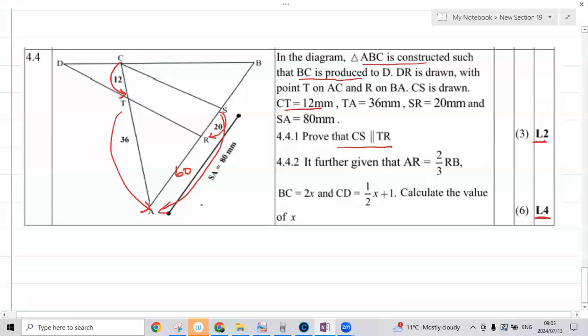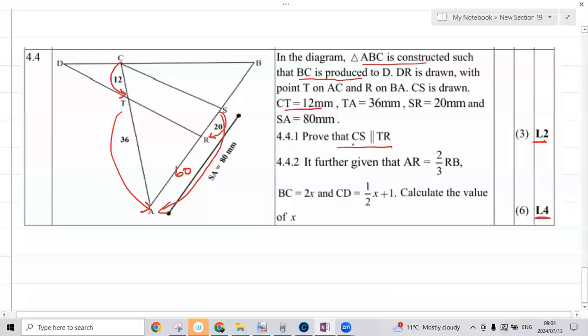Okay. Right. So now we're going to be looking at, let's see, what do we have here? Once again, CT is 12, done. TA is 36, there it is. SR is 20, that's it. And SA is 80 millimeters. So therefore, that'll be 80 minus 20. So that's going to be RA or AR is 60 millimeters.